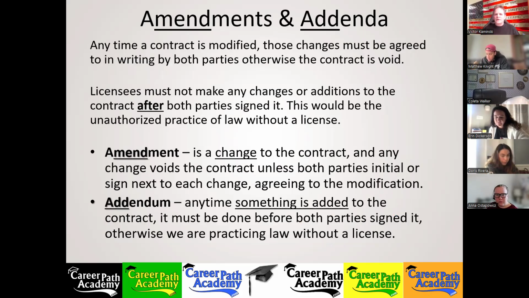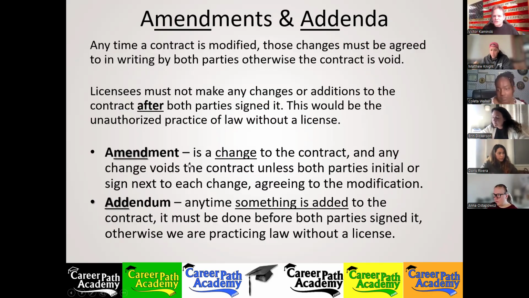All right. You ever hear the words amendment and addenda? What does that mean in the contract world? Well, the word amendment has the word mend in it. What does it mean to mend something? It means to fix it, right? So you're making changes to a contract to fix it. The word addenda has the word add in it. So you're adding something onto the contract, like another form or another page. So that's just the easy way to remember amendment and addenda, what they are.